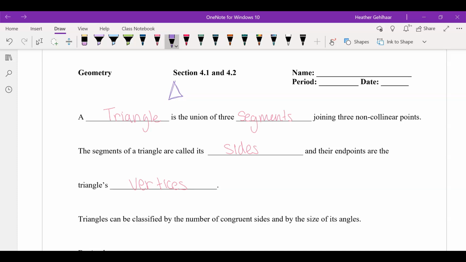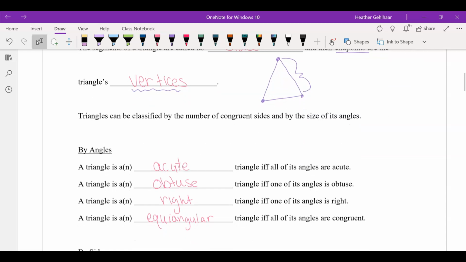So a triangle is the union of three segments joining three non-collinear points. Remember, non-collinear means they're not on the same line. The segments of a triangle are the sides, and their endpoints are the vertices. So if we were to draw a triangle here, the bigger circles I have are the endpoints, and this is going to be a side. And there are three sides to a triangle.